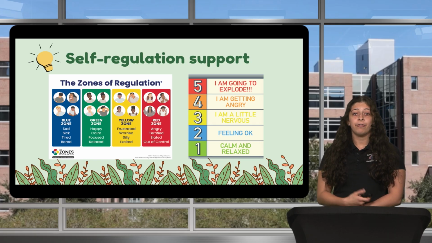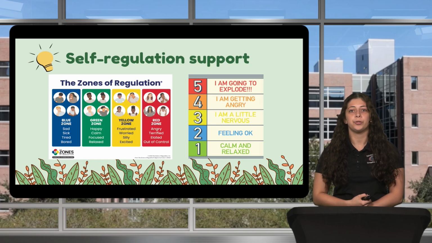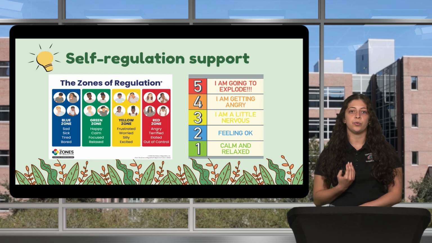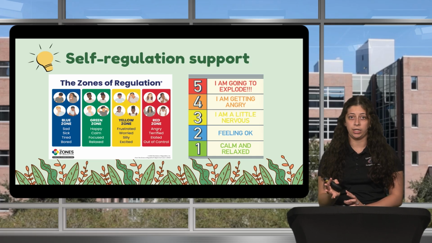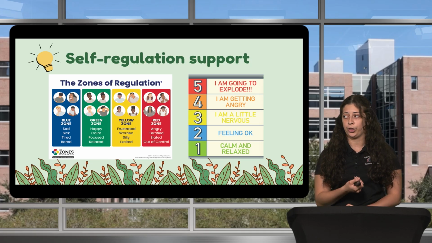Some students benefit from visual self-regulation tools like the 5-point scale or Zones of Regulation. These tools help students identify emotions, energy levels, stress, readiness to participate, and coping strategies. While often used with students with ASD or ADHD, these supports can benefit many students. There are free printable versions of the Zones of Regulation available online. If you're interested, you can ask your 4-H agent or Vanessa Sparrow to share information on the 5-point scale with you.